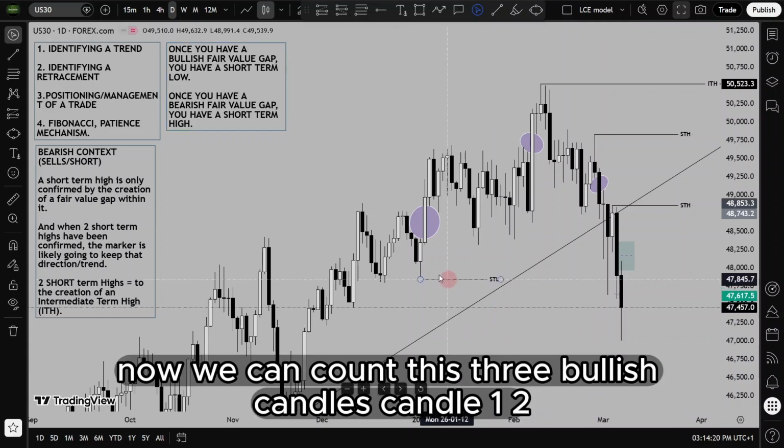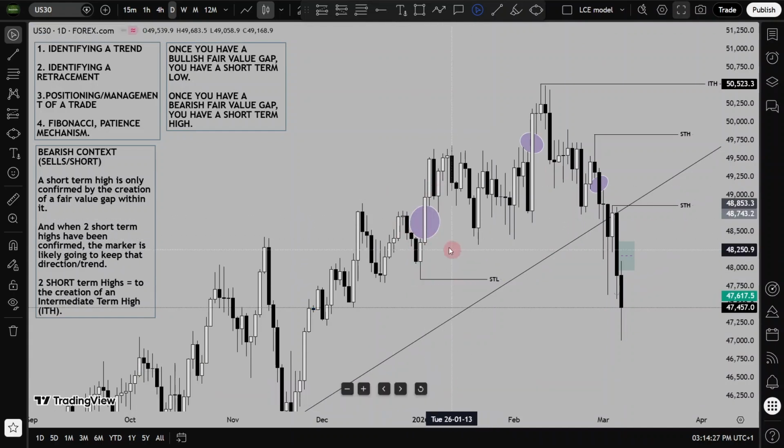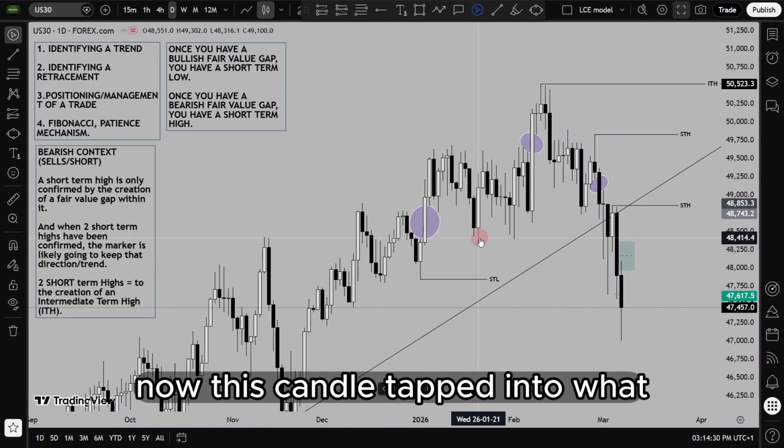Good. Now we can count these three bullish candles. Candle one, two, three. There's a gap in it. Short-term low. Now this candle tapped into what?